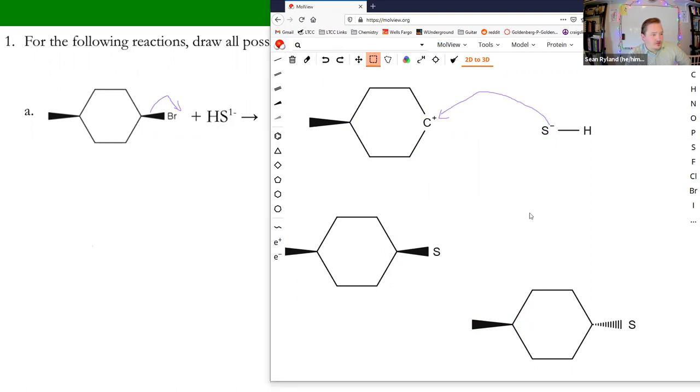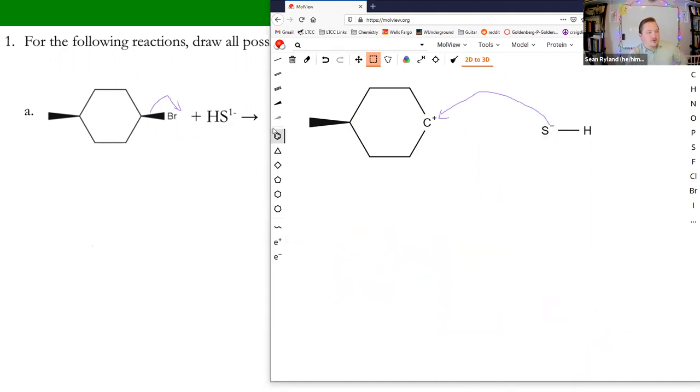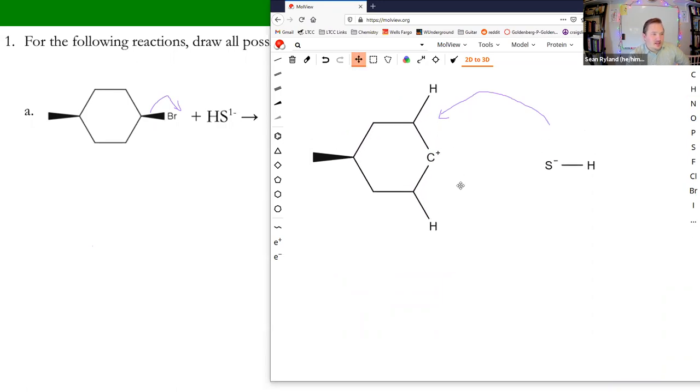If we were trying to get all of our possible products here, and we wanted to get our products for E1, it's going to go through the same intermediate, right? But instead of attacking the carbocation, we're going to wind up with that sulfide pulling a proton off. We have it acting as a base instead of a nucleophile.